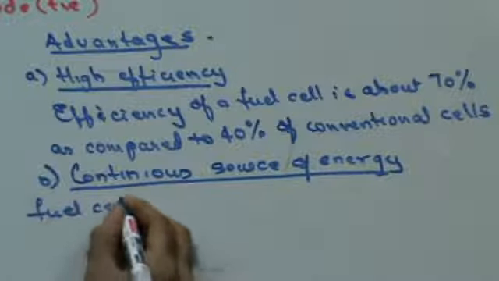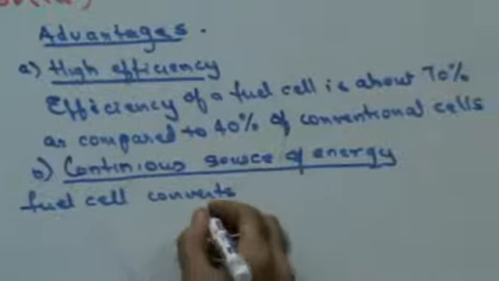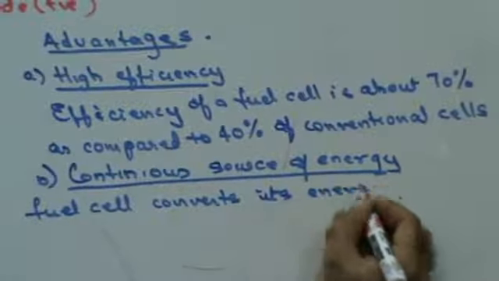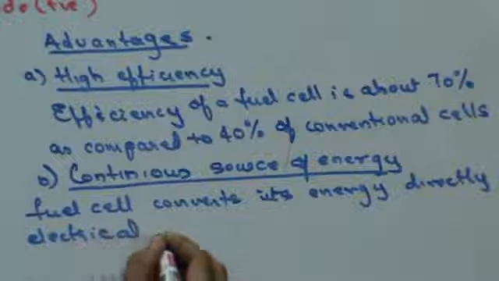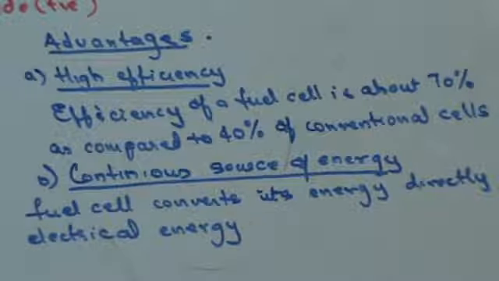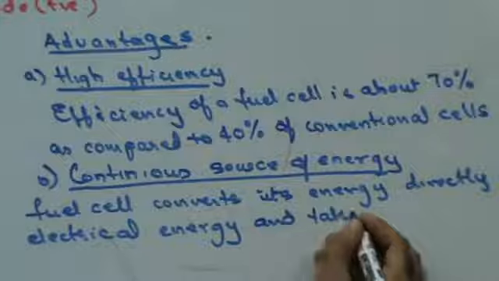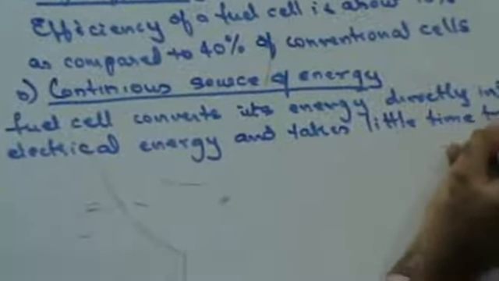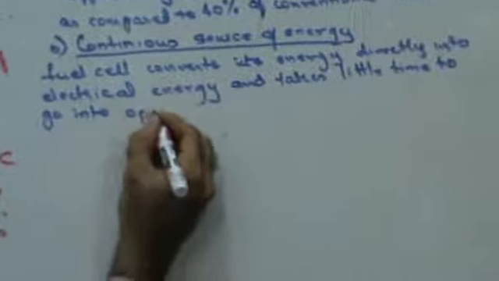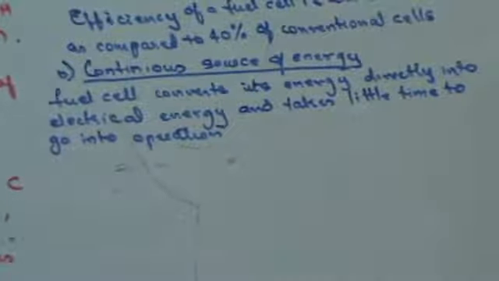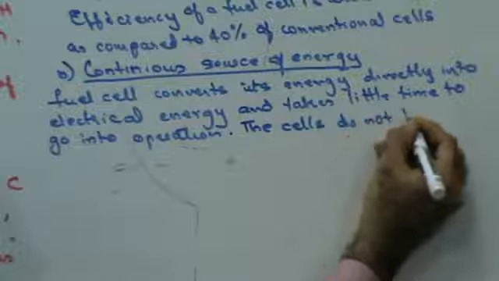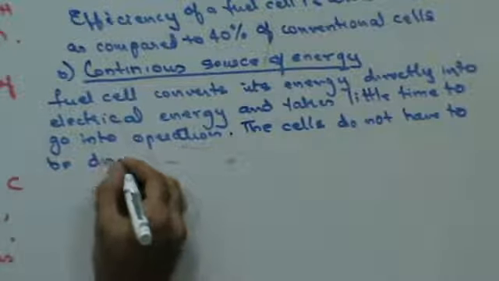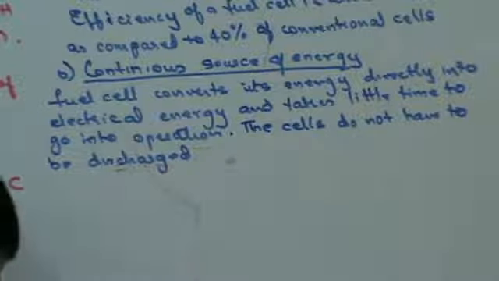A fuel cell converts its energy directly into electrical energy and takes little time to go into operation. The cells do not have to be discharged when the reactants are consumed.